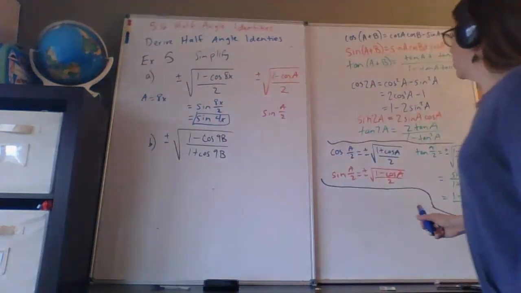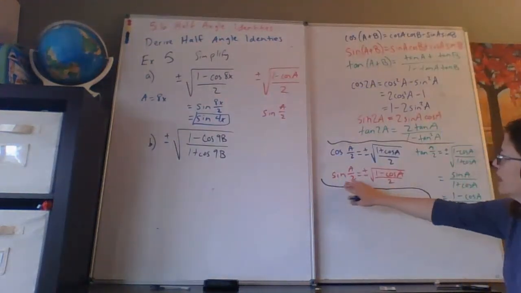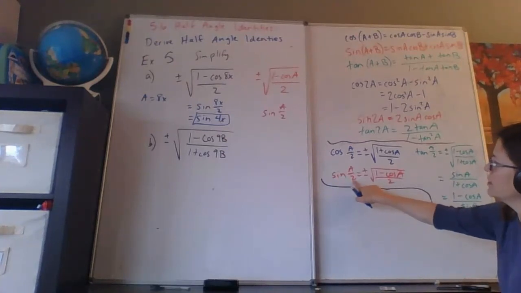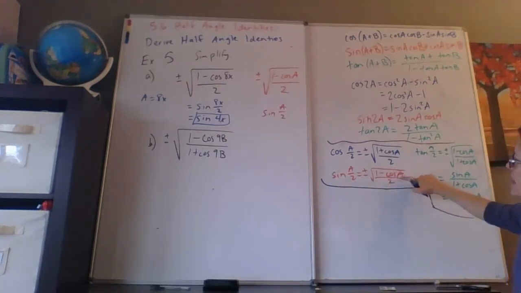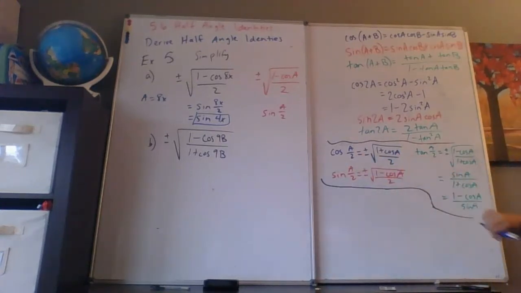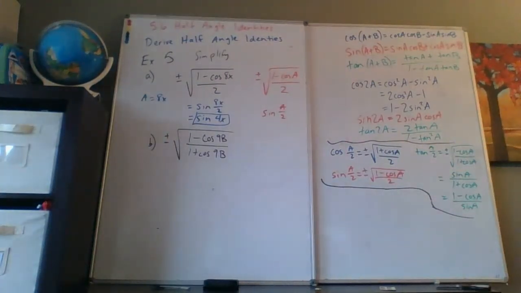One thing to notice is that when you are finding the half angles, this number out here is always going to be half of this angle right here. So same thing, this angle right here is half of that angle inside. Next, plus or minus the square root of 1 minus cosine 9b over 1 plus cosine 9b.